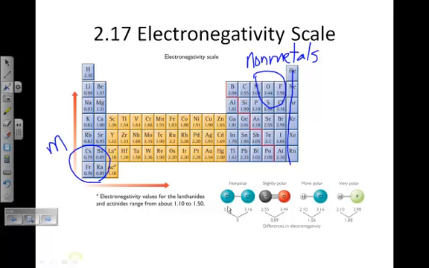So you can take 2 atoms, look at their electronegativity difference, and automatically tell what kind of bond is being formed. The greater the difference, the stronger the bond, the more polar it is.